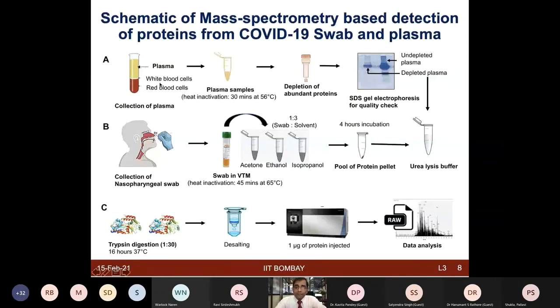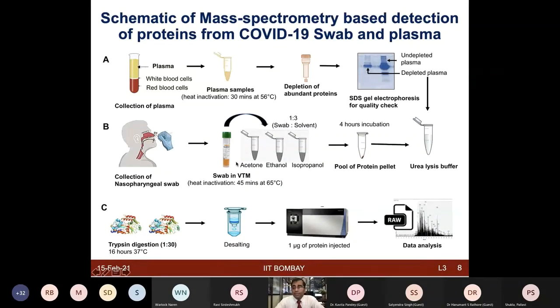One is for the plasma, which I spoke about just now, where we did heat inactivation of the plasma, followed by depletion of the abundant proteins. Then we ran an SDS-based gel to look at how the depletion has worked out as compared to the crude, undepleted plasma sample. That showed quite reduced intensity, although not totally removed, but quite a bit of the abundant proteins have been removed. And likewise, we tried the swab sample.